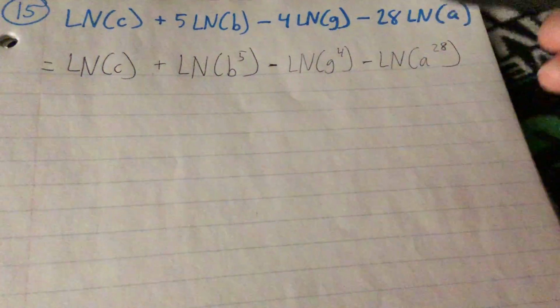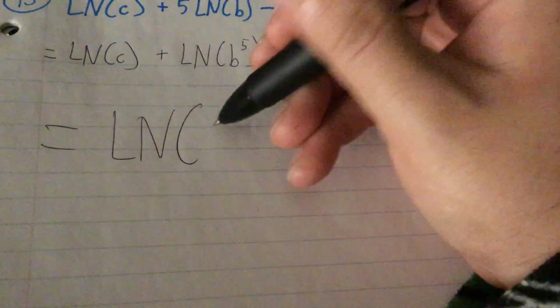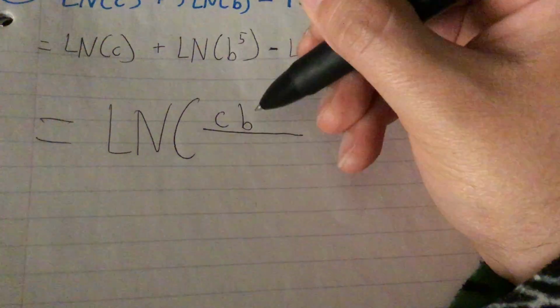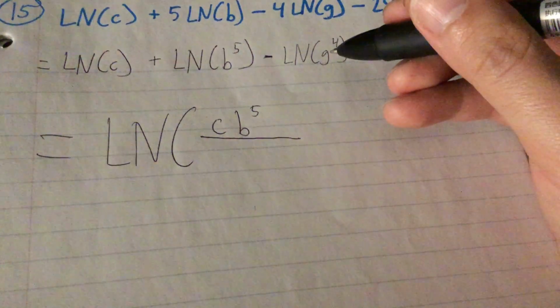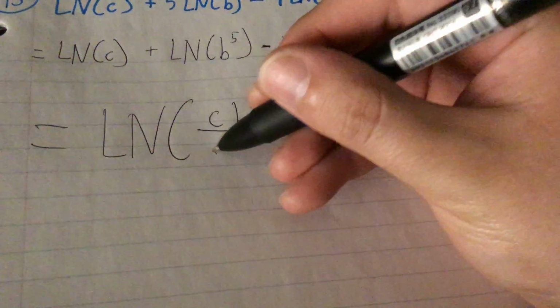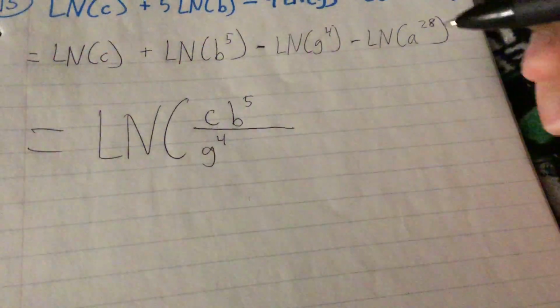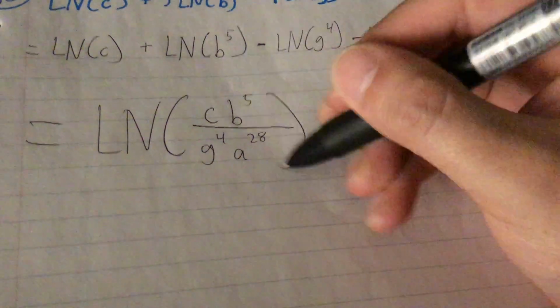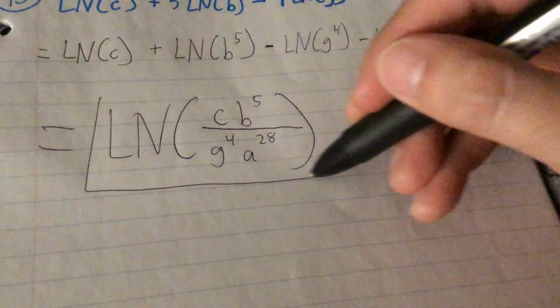Okay, positives on top, negatives in the denominator. So positives in the numerator. All right, I see a c. I see a b to the 5th. G to the 4th, you go on the bottom. And a to the 28th, you go on the bottom. And that is how you condense a logarithm.